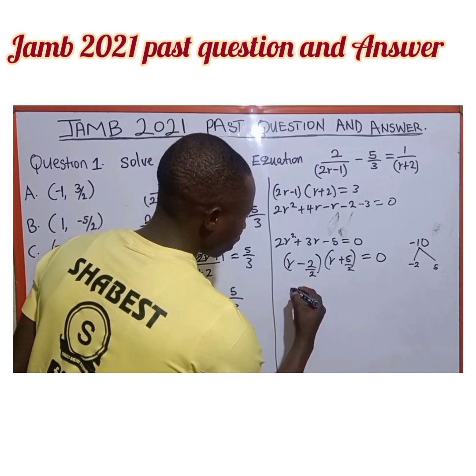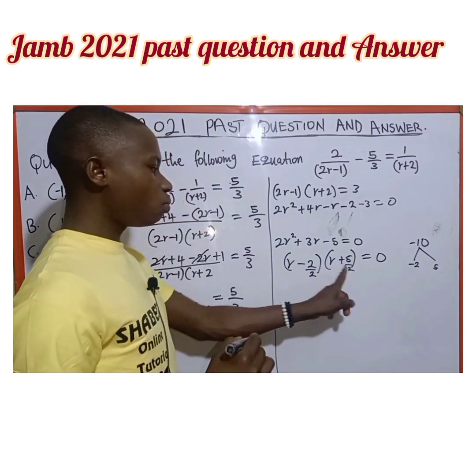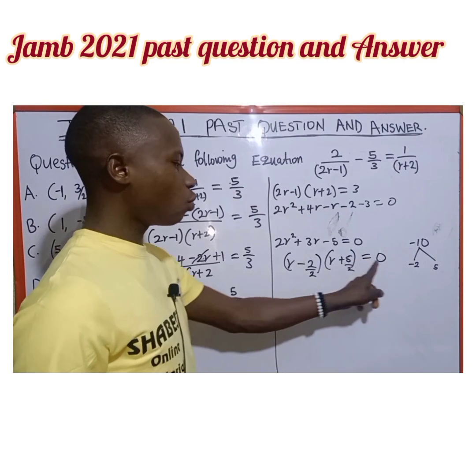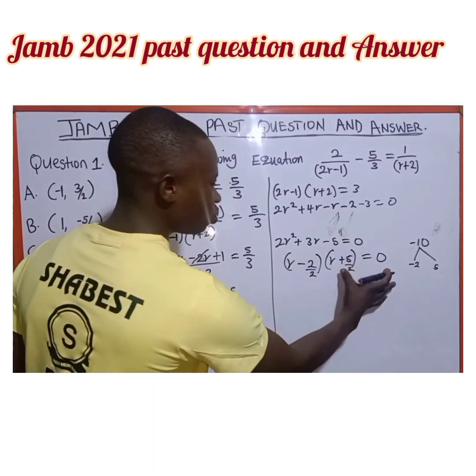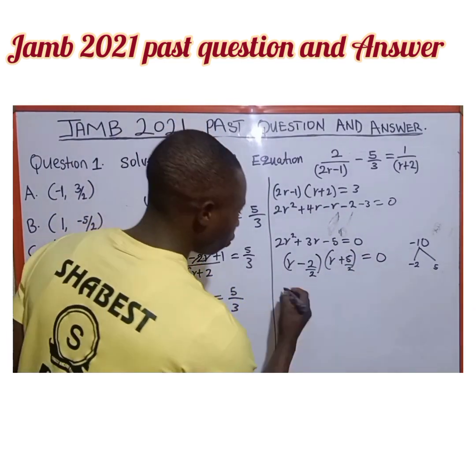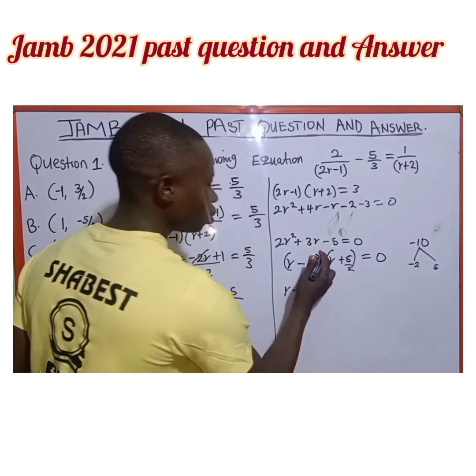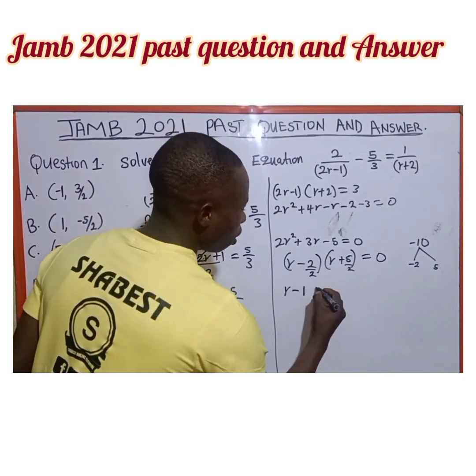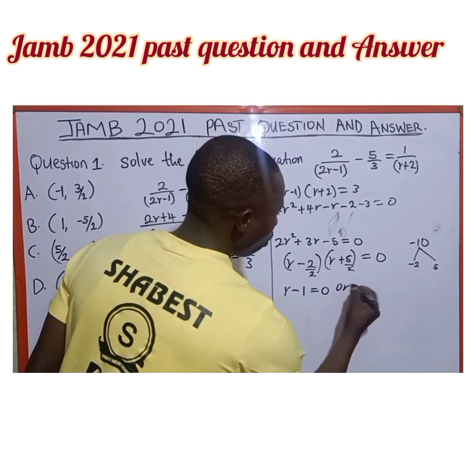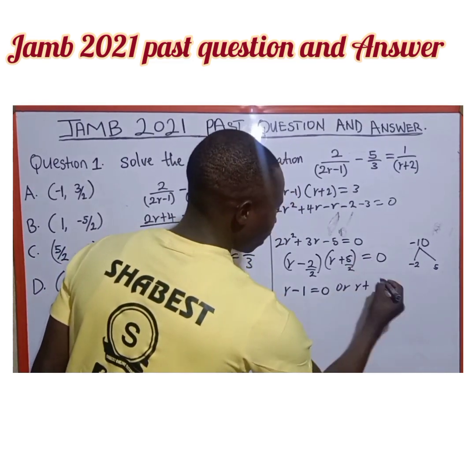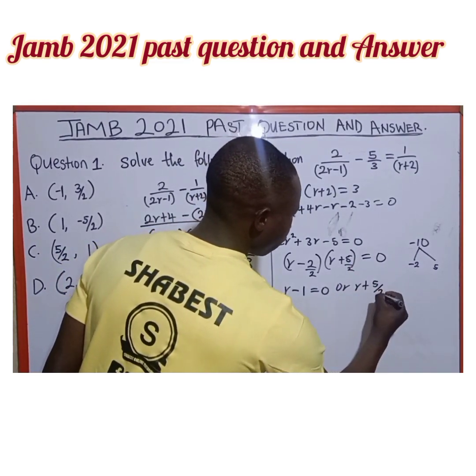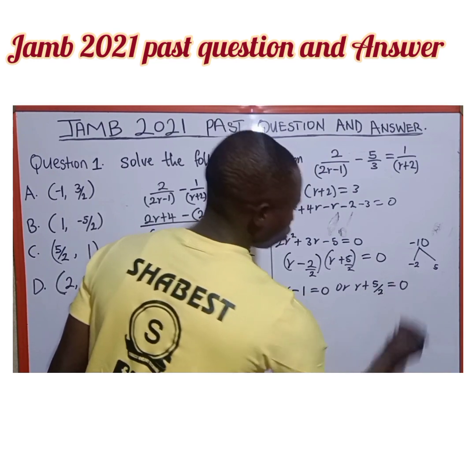Remember, when two brackets multiply each other and equal 0, either one of them is equal to 0 or the second one is equal to 0. So we are going to have r minus 1 equal to 0, or r plus 5 divided by 2 equal to 0. We write our 5 divided by 2, which is equal to 0.